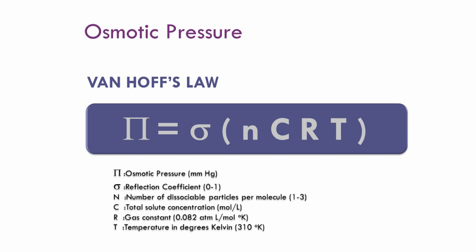So to have the equation here, we have the osmotic pressure, the reflection coefficient, which is basically telling us the permeability coefficient, the number of dissociable particles per molecule, the total solute concentration, the gas constant, and the temperature in degrees Kelvin. So this is your Van't Hoff's law. So when you encounter Van't Hoff's law, we're talking about osmotic pressure. The osmotic pressure is the pressure that drives water to move from one compartment to another compartment. Okay? So that is your osmotic pressure.